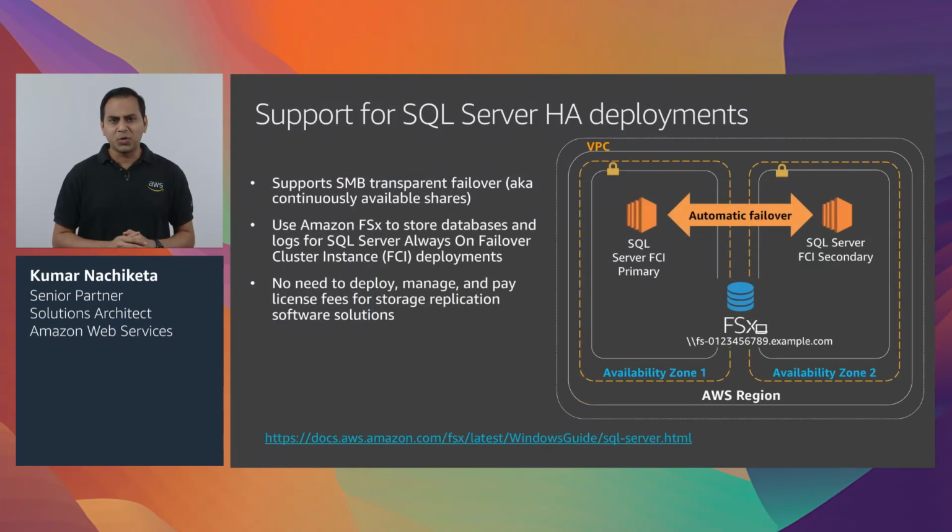The final solution I want to explain is SQL Server High Availability Deployment. Highly available Microsoft SQL Server is typically deployed across multiple database nodes in a Windows Server failover cluster, with each node having access to shared file storage. Amazon FSx for Windows File Server can be used as shared storage for a highly available Microsoft SQL Server deployment in two ways: as storage for active data files and as an SMB file share witness. Also, you don't need to deploy, manage, and pay license fees for a storage replication software solution.